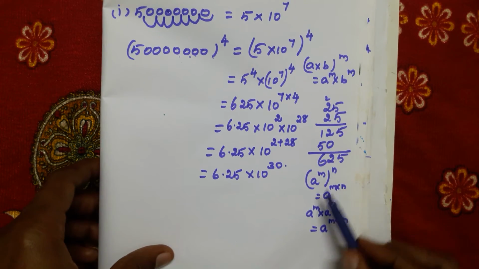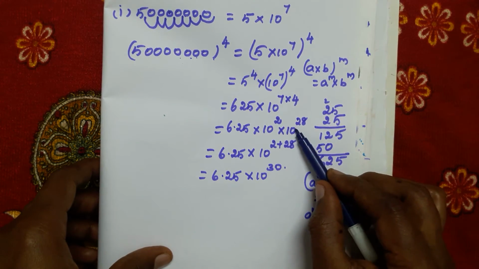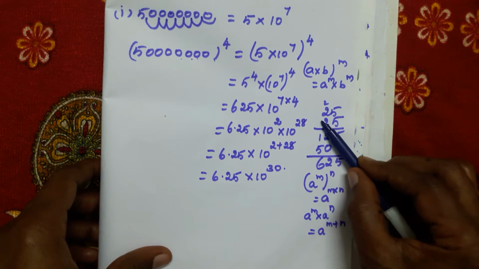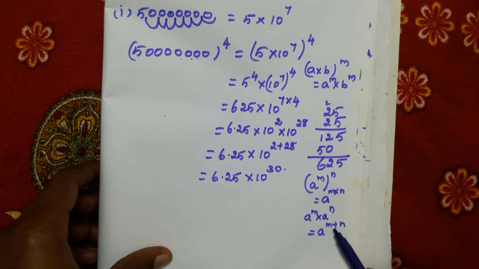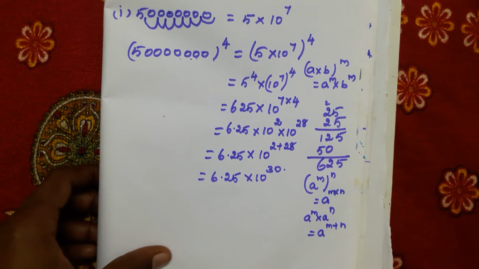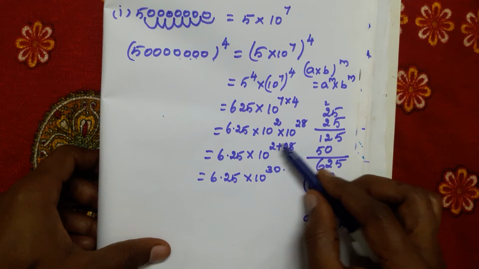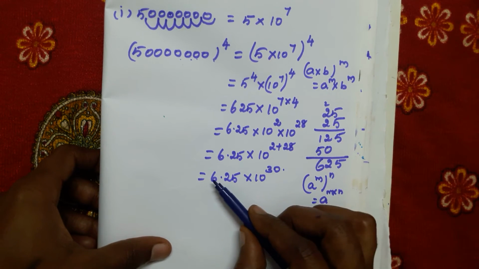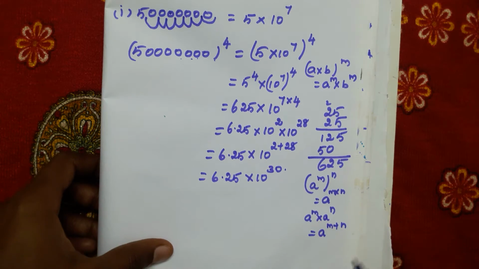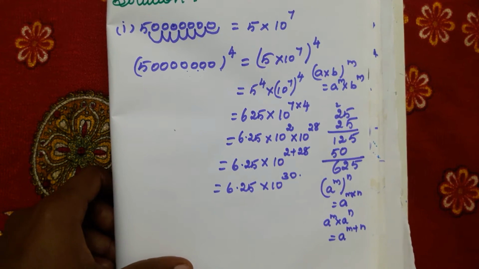Now we can use a^m into a^n is equal to a^(m+n). So 10 power 2 into 10 power 28 is 10 power 2 plus 28. It's equal to 6.25 into 10 power 30.